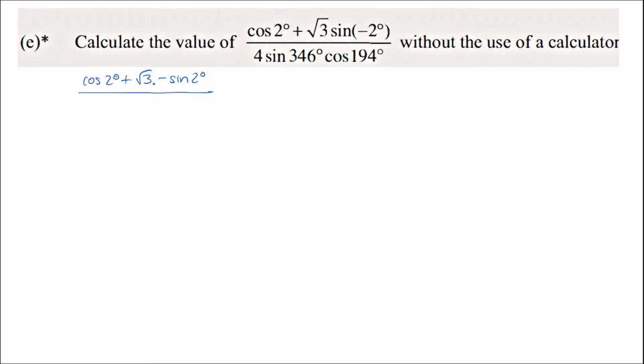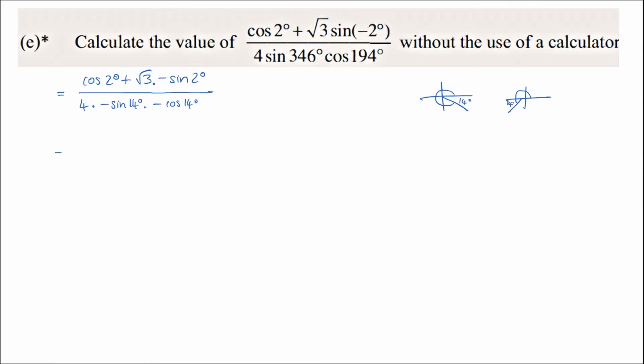Alright, let's see what happens at the bottom. We've got 4 sine of 346 degrees. This here is in quadrant 4, leaving me with an angle of 14 degrees to the x-axis. So this is the negative sine of 14 degrees times cos of 194, which is in quadrant 3, 180 plus 14 degrees. So this is going to be the negative cos of 14 degrees.